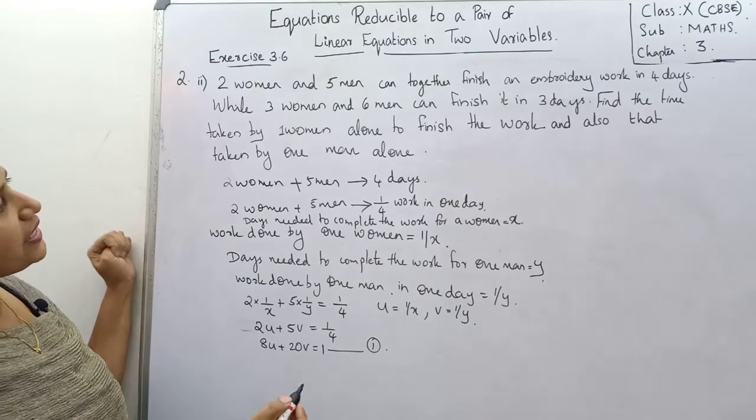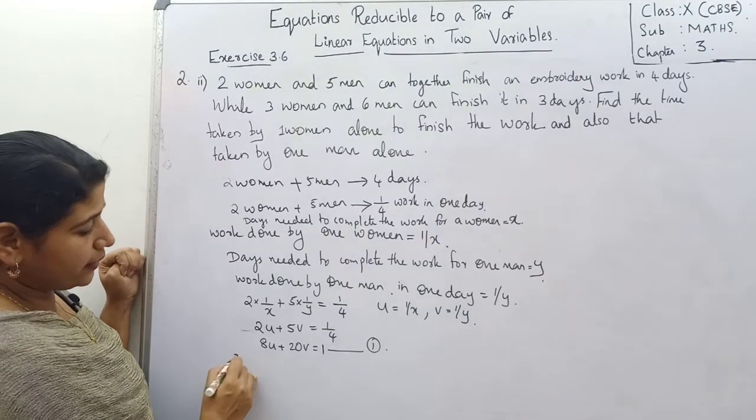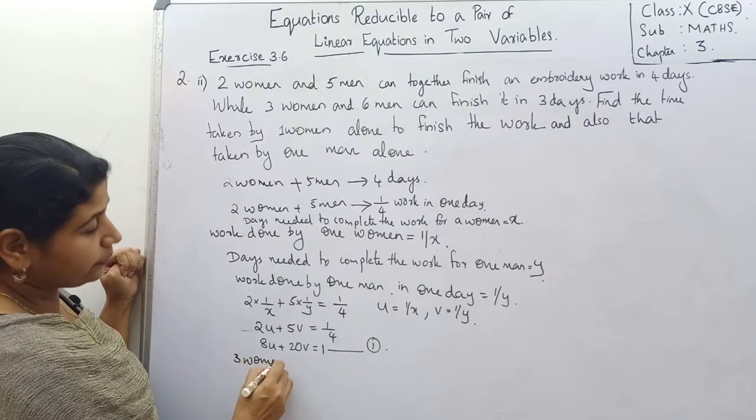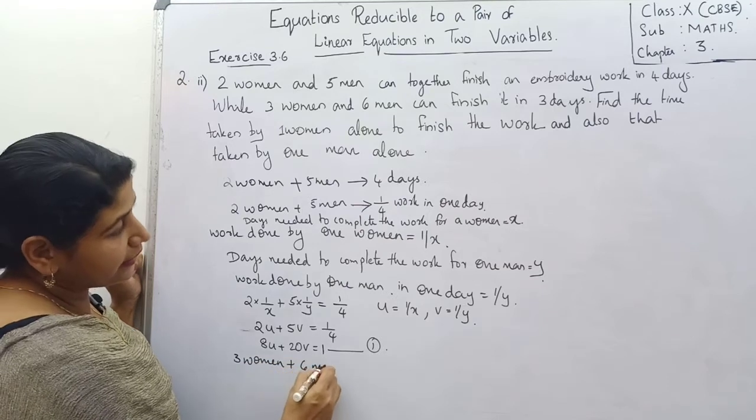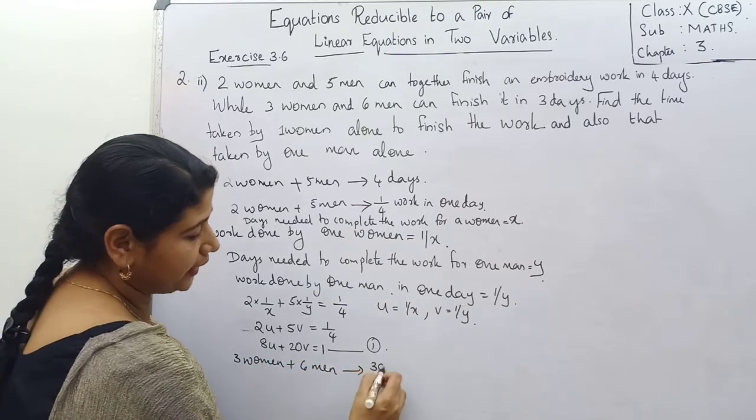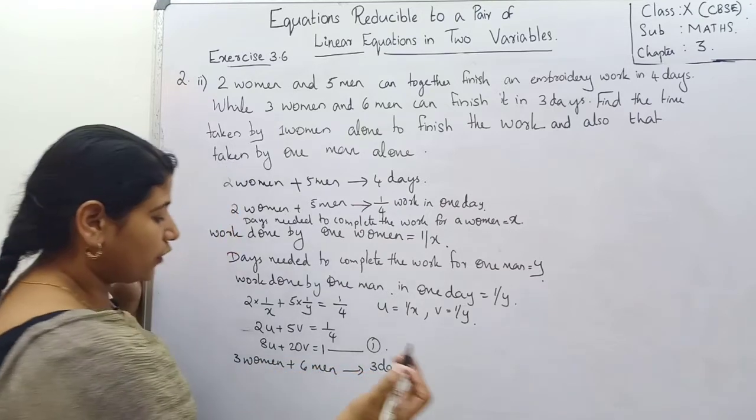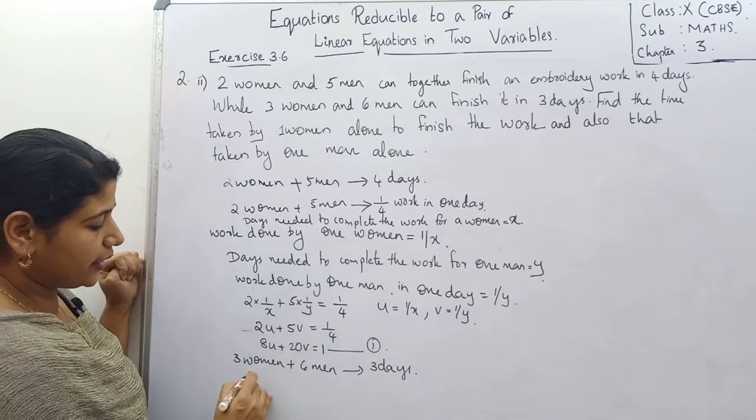And one more condition is given that 3 women and 6 men can complete the work in 3 days, isn't it? 3 days. So we can write 3 women means 3 into 1 by x.